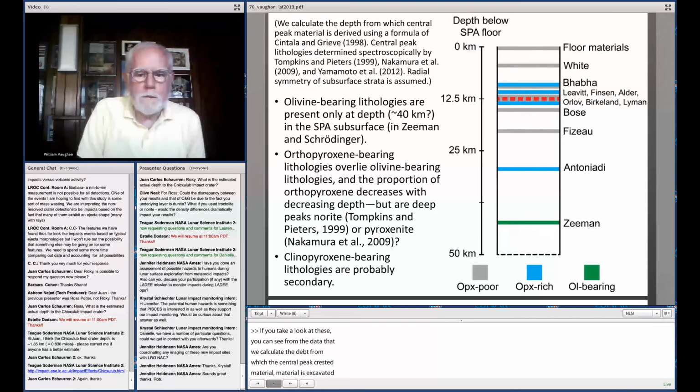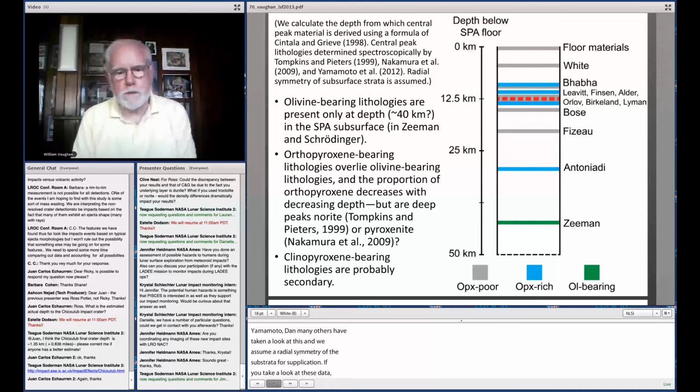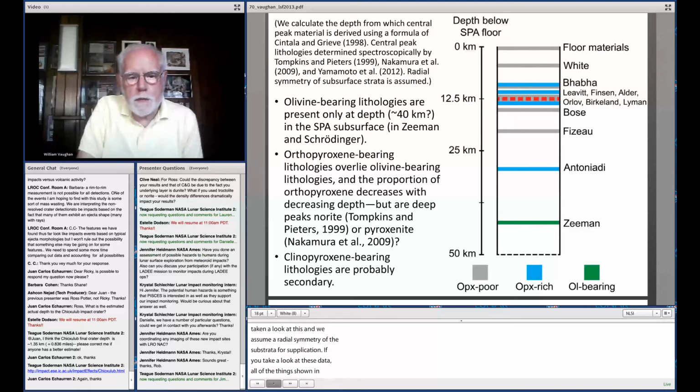and then essentially central peak lithologies, as I mentioned before, are determined spectroscopically. Tompkins and Pieters, Nakamura, Yamamoto, Dan, many others have taken a look at this, and we assume a radial symmetry of the subsurface strata for simplification, if you will. If you take a look at these data, olivine-bearing lithologies, shown in green here, are present only at depth, maybe of the order of 40 kilometers as shown in the synthesis diagram in the SPA subsurface, and this would be in Zeeman and in Schrödinger.